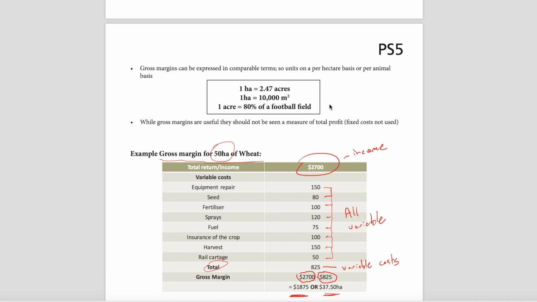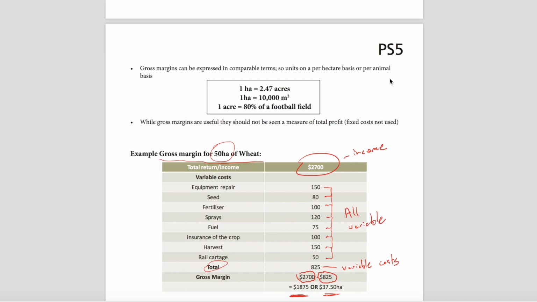It's important here to note that gross margins are usually calculated per hectare or per animal. So with animals, it's important to know how many animals you can incorporate onto an area of a hectare to compare it to crops.